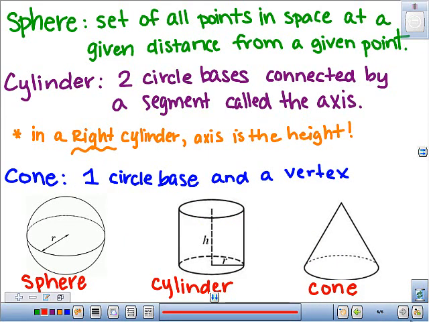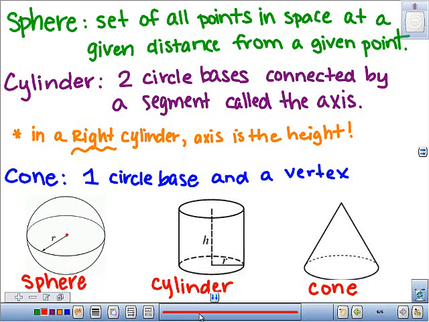Now we're going to get into some other 3D figures that are rounded and use circles. The first one is a sphere. A sphere is a set of all points in space at a given distance from a given point. Down here is an example. This would be the center of your sphere, and any point at a given distance, which is your radius, in any direction. If I go any direction the same distance and use all of those points, that's what makes up the sphere. There are no edges, no vertices, no faces, it's just a sphere.